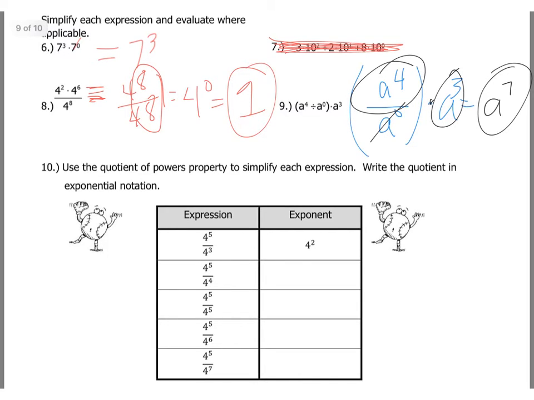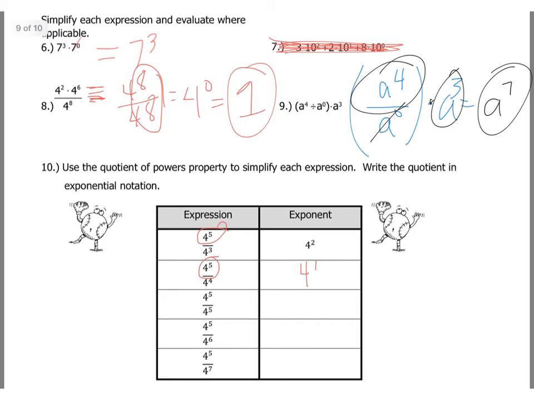So this table looks a lot like the one we did on the other page. So you're going to do the same thing you were doing before. 4 to the 5th divided by 4 to the 4th is 4 to the 1st. And the reason why these become whole numbers, with no 1 in the denominator, is because their exponent was larger in the numerator than it is in the denominator.